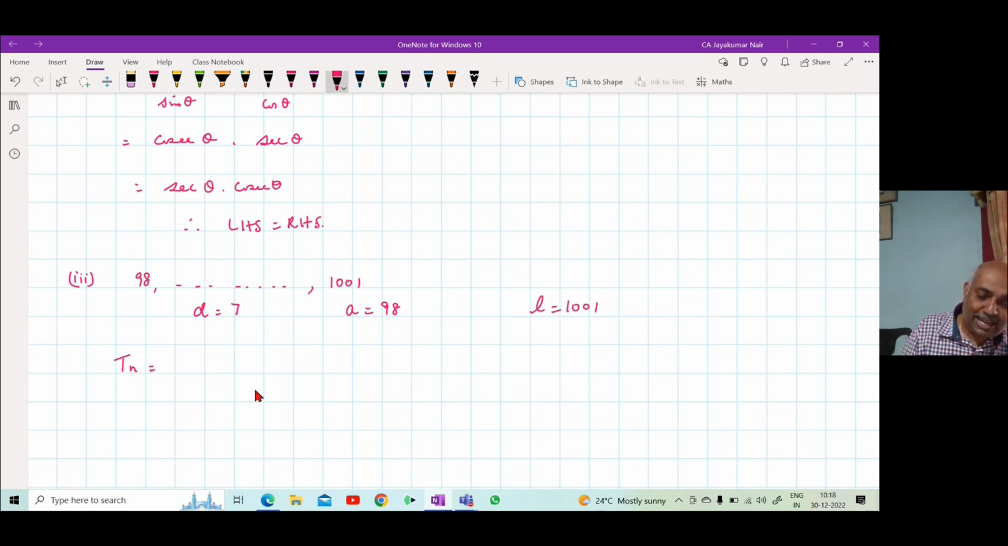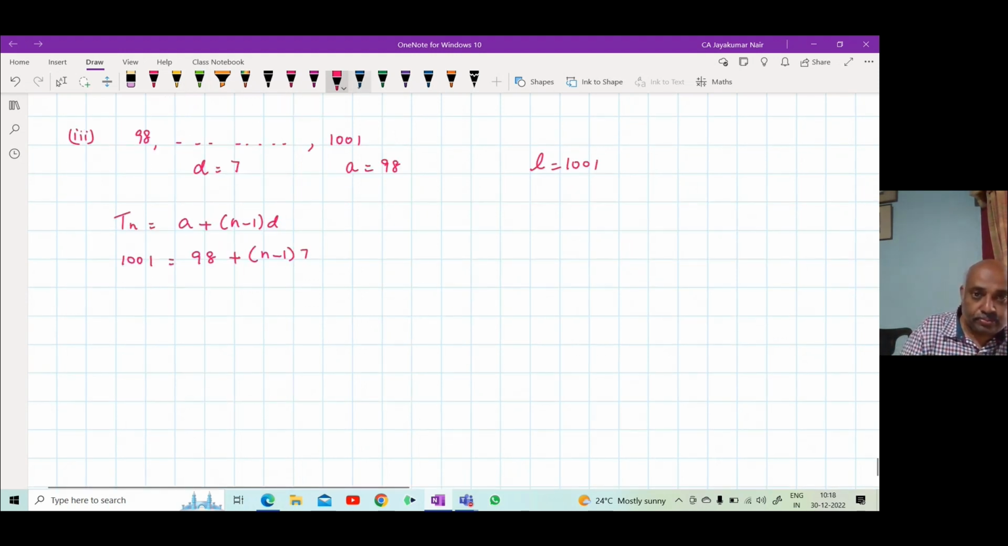So how do I find it? Tn is equal to a plus n minus 1 into d. This is the formula to find the nth term. So the nth term is 1001, a is 98. Which term is it? I don't know, but I know the common difference is 7. So 1001 minus 98 is equal to n minus 1 into 7. I'll keep it as it is, I will not multiply this.